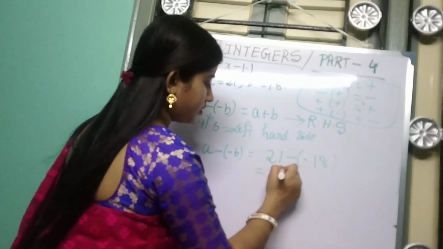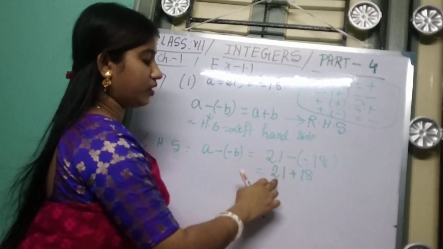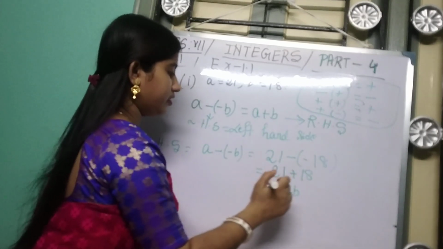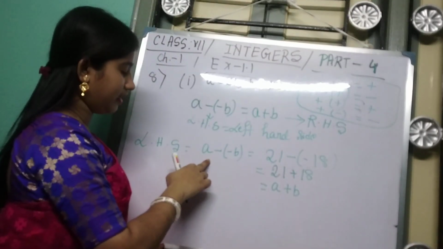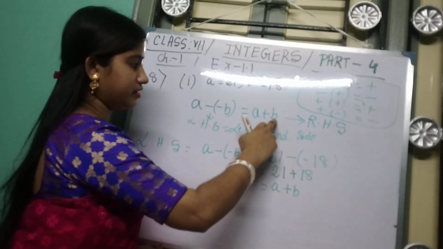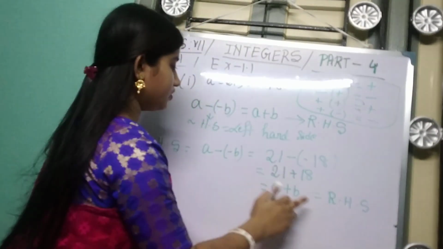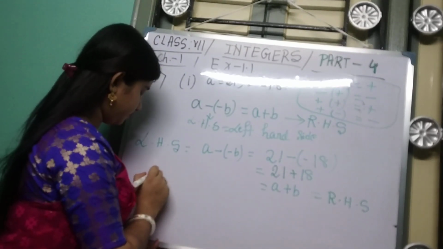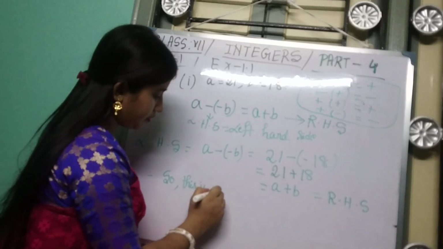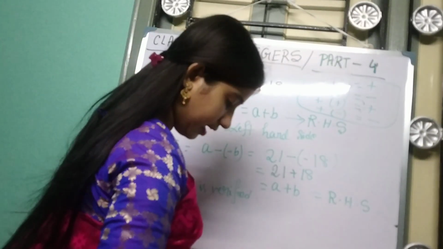So, write 21 plus 18. 21 means a, this is a plus b. So, we get a minus of minus b, that is LHS, equals a plus b, that is RHS. So, LHS equals RHS, and this is verified.